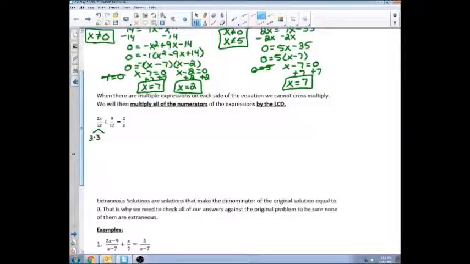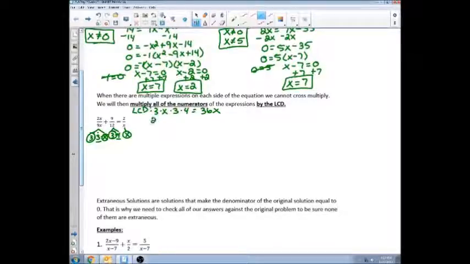We're going to do it just like we did in our previous unit, where I break up everything and circle what they share, so 3 and x. So my LCD would be 3 times x times 3 times 4. 3 times 3 is 9. 9 times 4 is 36. I also have the x. So I'm going to take each one of the numerators and multiply by 36x.